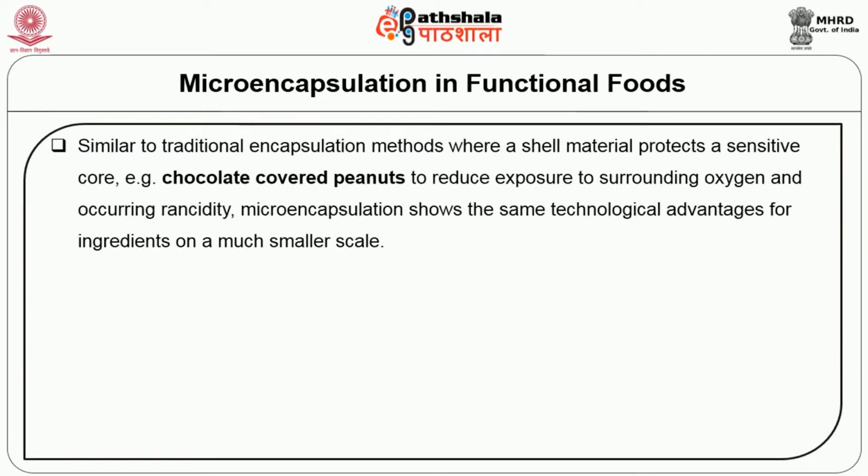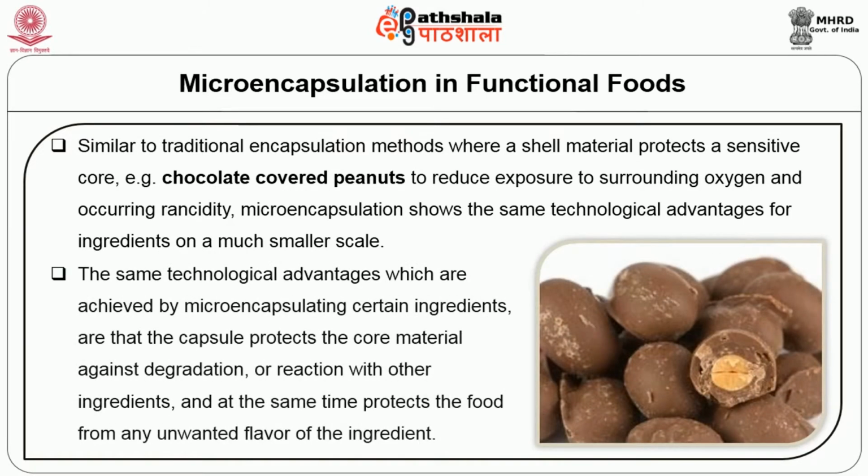Similar to traditional encapsulation methods, where a shell material protects a sensitive core, for example in a chocolate covered peanut, to reduce exposure to surrounding oxygen and occurring rancidity, microencapsulation shows the same technological advantages for ingredients on a much smaller scale. Also here, the same technological advantages which are achieved by microencapsulating certain ingredients are that the capsule protects the core material against degradation or reaction with other ingredients and at the same time protects the food from any unwanted flavor of the ingredient.